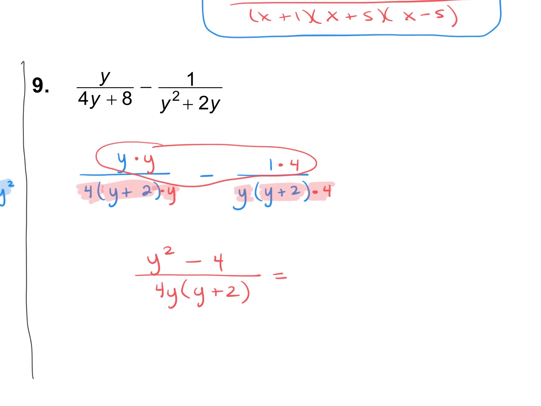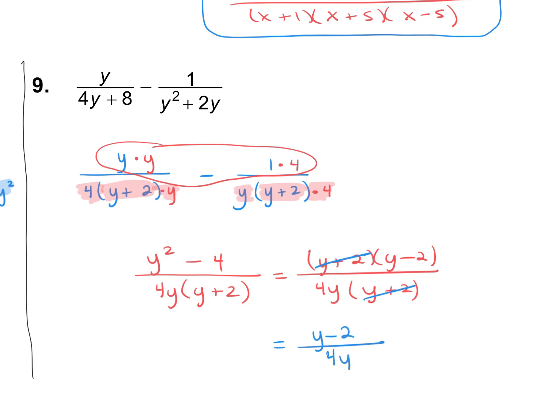There's that difference of squares. We are subtracting two perfect square terms. That's going to factor into y plus 2 times y minus 2. The denominator can't do any factoring there because we were working with factors, so it is already in factored form. Do we see anything that we can reduce between our numerator and denominator? Y plus 2 will divide by y plus 2, and that is all we can do. So our numerator has a y minus 2, our denominator has a 4y, and there's our final answer.